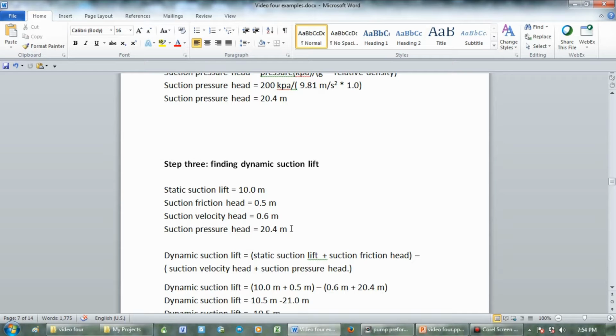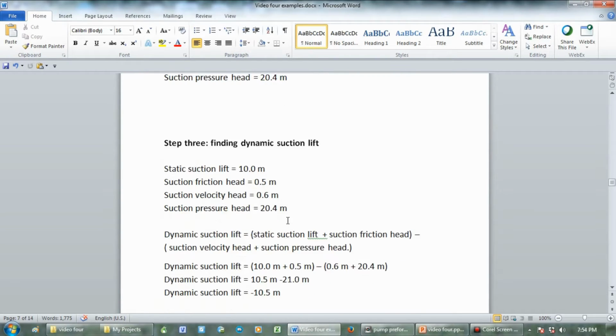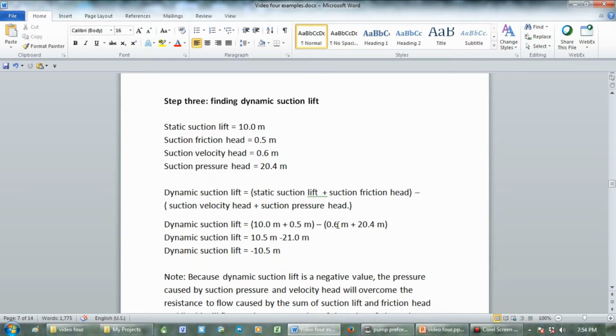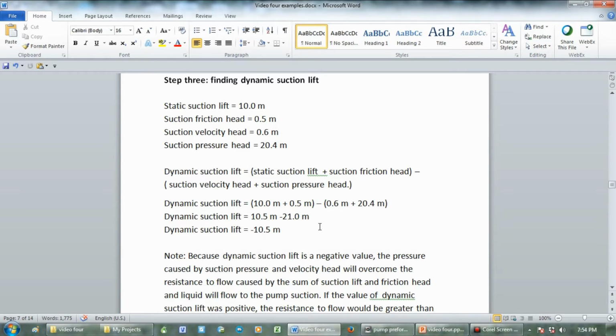So because we are in a suction lift situation, dynamic suction lift equals static suction lift plus static friction head minus suction velocity head plus suction pressure head. And if we plug the numbers in, we do our calculation, dynamic suction lift works out to minus 10.5 meters.